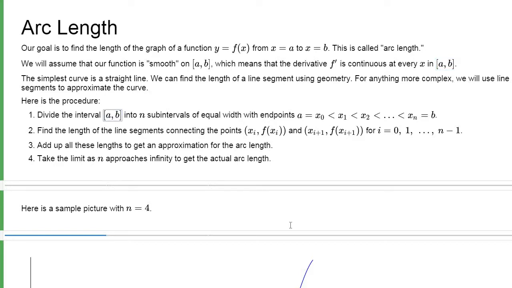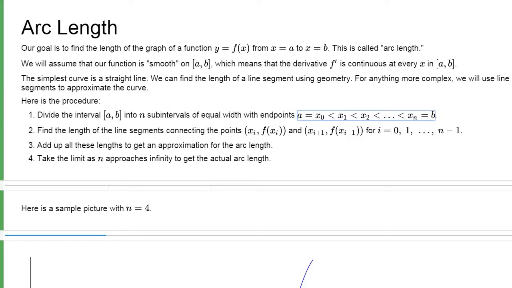We take our interval from a to b along the x-axis. We divide it up into n subintervals of equal width. I'll label the endpoints just like we always do. x sub 0 will be a, x sub n will be b, and all the intervening ones will be x sub 1, 2, 3, etc.